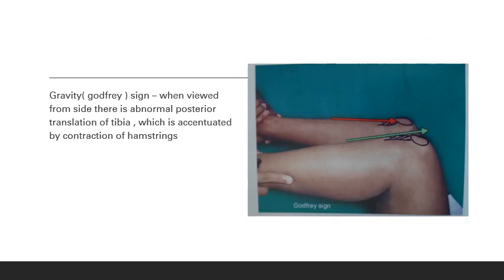Clinical evaluation of PCL injury. First test, gravity or Godfrey sign. Ask the patient to lie supine on couch and both the knees and hip are flexed to 90 degree with both heels at the same level. Examiner goes on side of the patient and tangentially watches alignment of tibia concerning the knee.